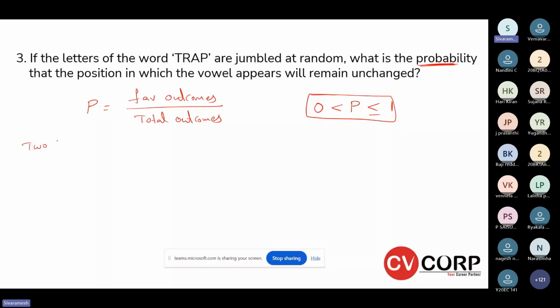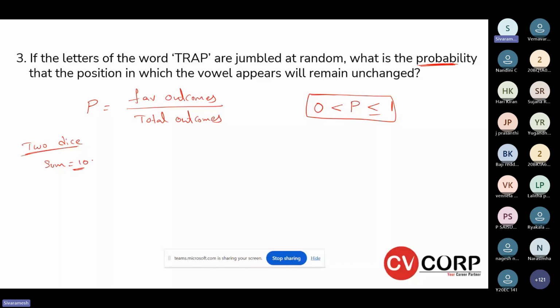When 2 dice are thrown simultaneously, what is the probability that the sum should be 10? If the question is like that, the condition is: when you throw 2 dice simultaneously, what is the probability that the sum of those 2 dice is 10?